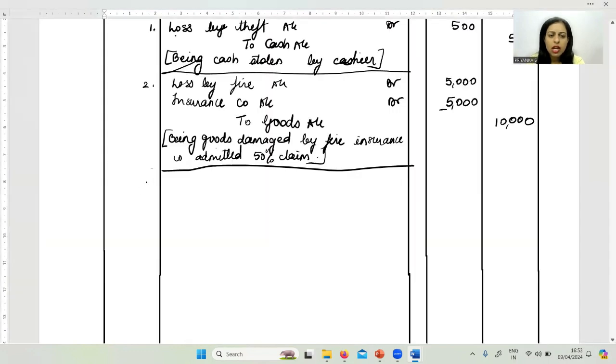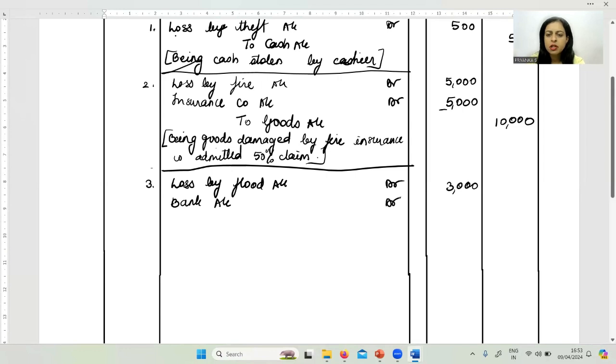I go to the journal and I write third one, loss by flood account, debit, 3,000, because 70% is admitted by the insurance company and it has been received. Bank is the receiver of the money, bank account debit, 7,000. And what is going out from the business? What is damaged and going out? It is goods. So to goods account, 10,000.